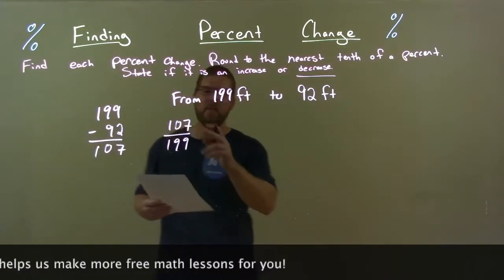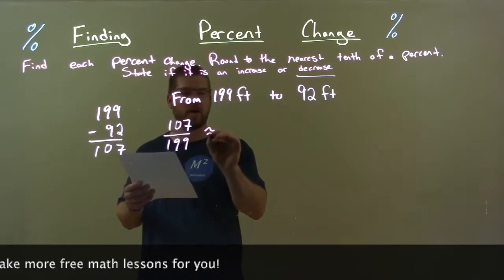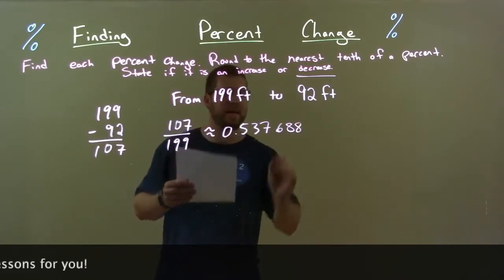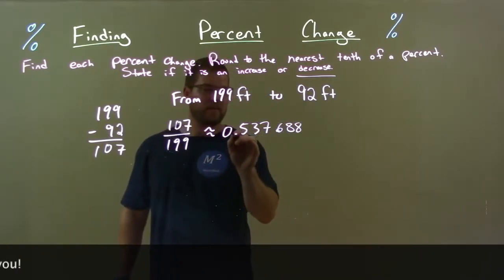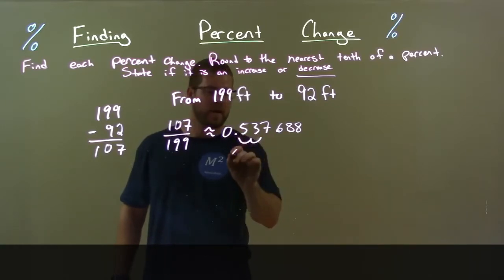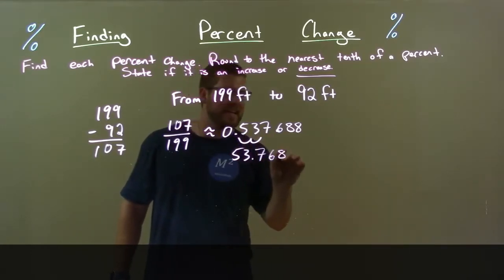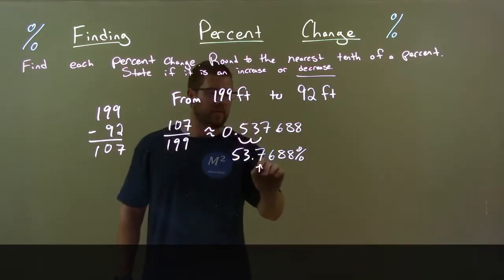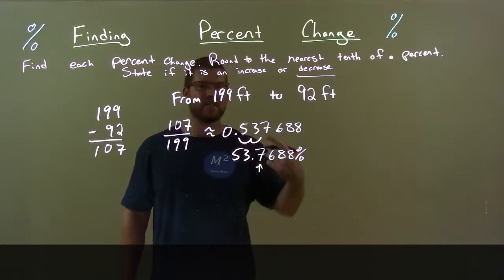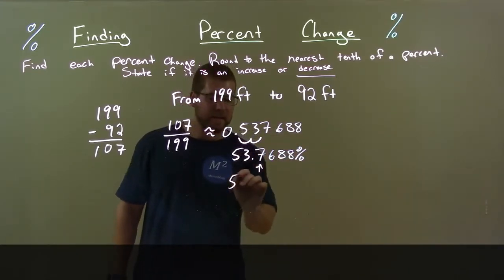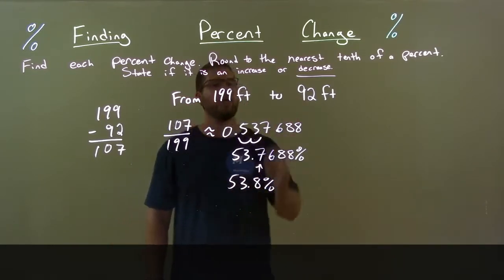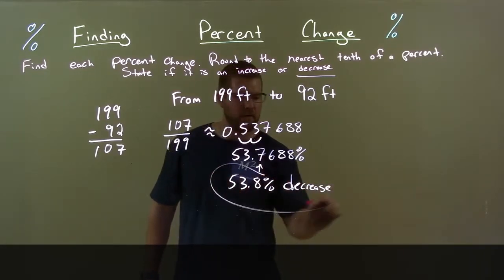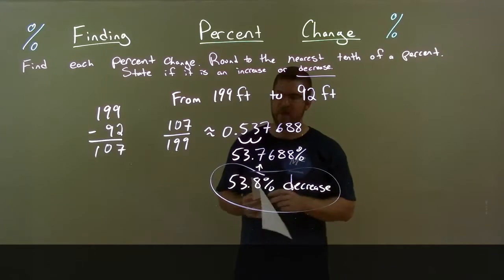199, okay? That 107 divided by 199 is approximately 0.537688. Now, we got to write that as a percent. Decimal point. 2 spots to the right, 1, 2, 53.7688%. We got to write that as a rounded percent. We look at the 7, and to its right is a 6. 6 causes 7 to go up by 1 to 8. 53.8% here. We already said it was a decrease. And there we have it. 53.8% decrease is our final answer.